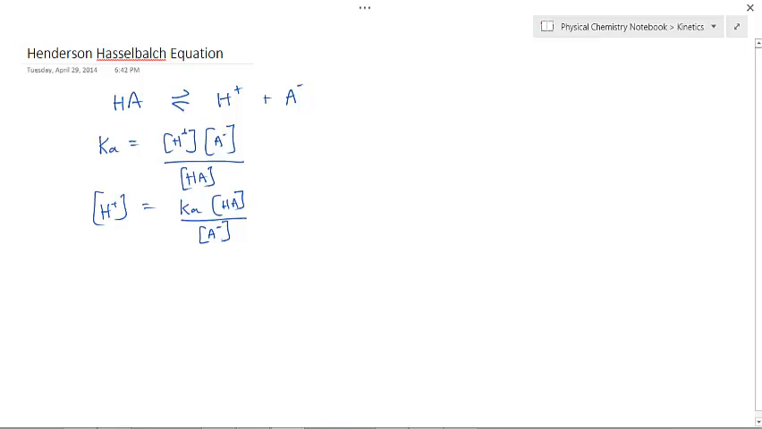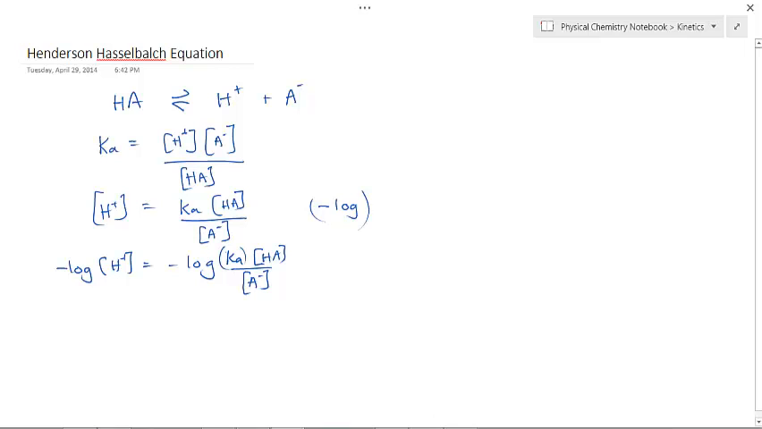Why do I want to do that? Well, because now I can actually take negative logs of both sides. So if I take negative logs of both sides, I can go minus log of H plus is equal to minus log of this expression here. So Ka times HA all over A minus.